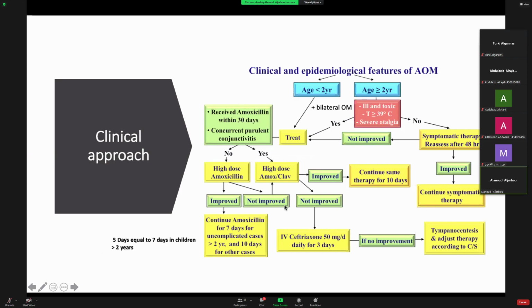If the patient showed no improvement or is not compliant with oral medication, we can give 3 doses of IV ceftriaxone. And if no improvement, consider other methods like tympanocentesis or adjusted therapy according to culture, but this is not common in immunocompetent children.